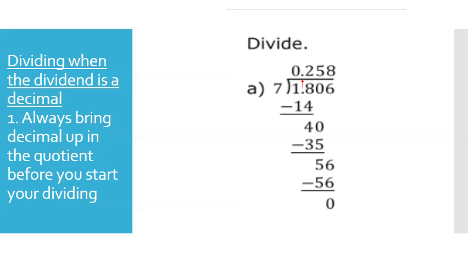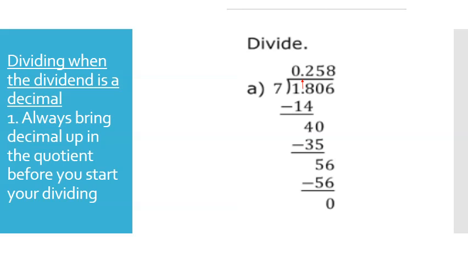So 7 goes into 18 2 times. 2 times 7 is 14. 18 minus 14 is 4. Okay, so we're not finished yet. We still have to finish out our division problem. We're going to bring down the 0. This way 7 will go into 40, because 7 obviously does not go into 4, so we need some help here. We need to bring down that 0 as help.